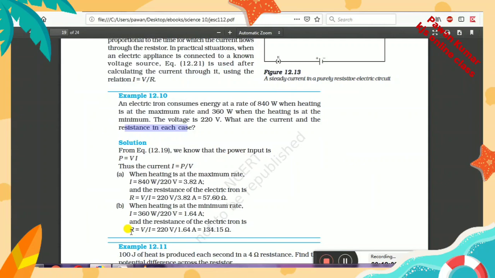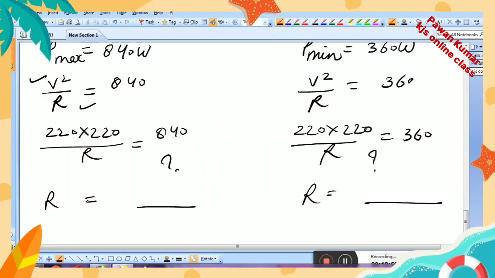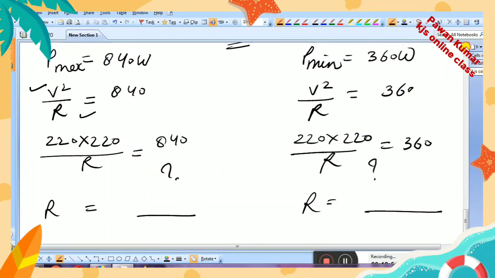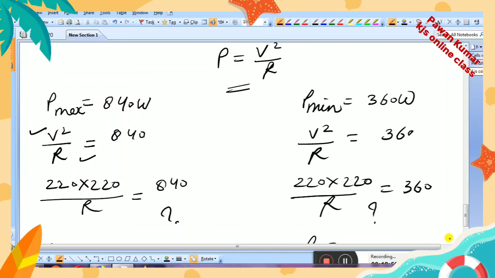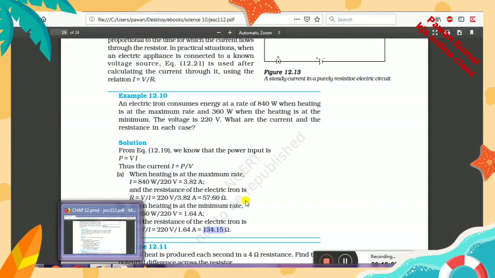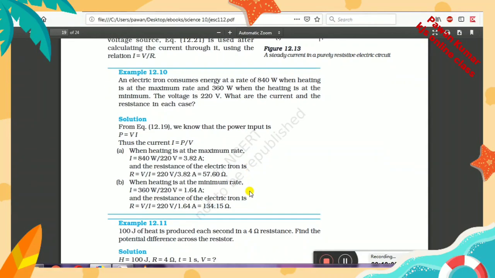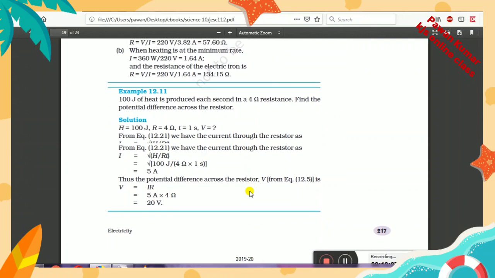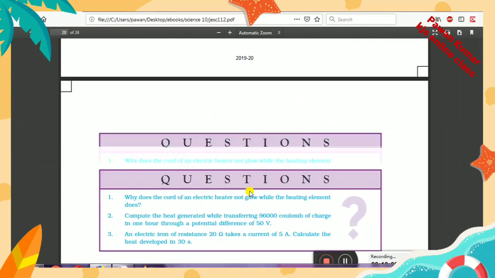Let us see the answer. In one case you will get 57.6 and in the other part you will get 134.15. Calculation I am not doing for you, you can do it yourself. I just told you the way we can do this question. Calculation will take time, and if you do it yourself, it will be practice for you to calculate numerical values. After this, the next question you can see.